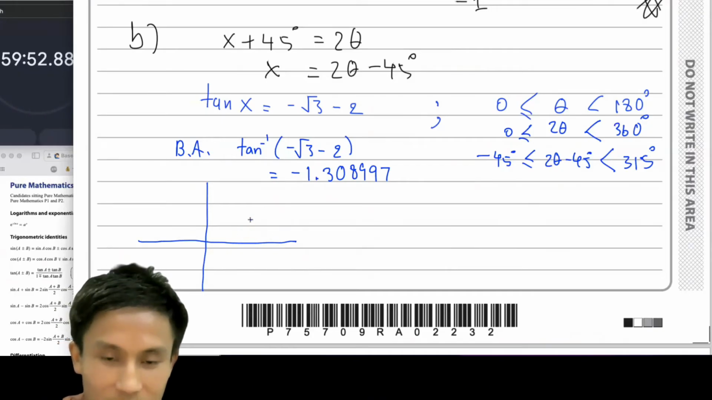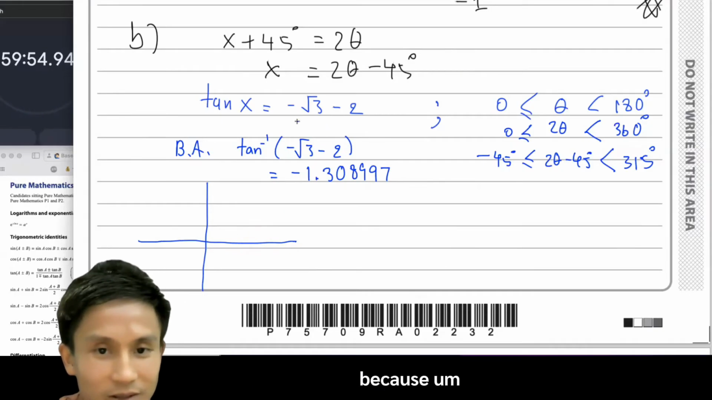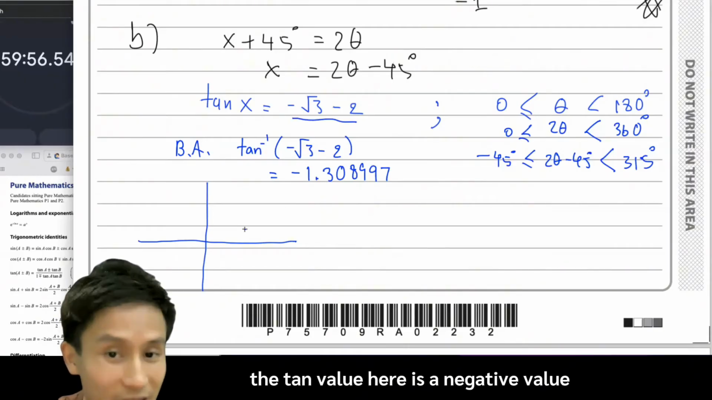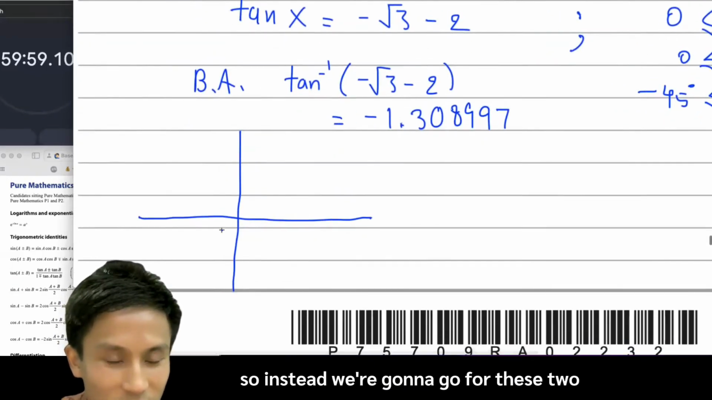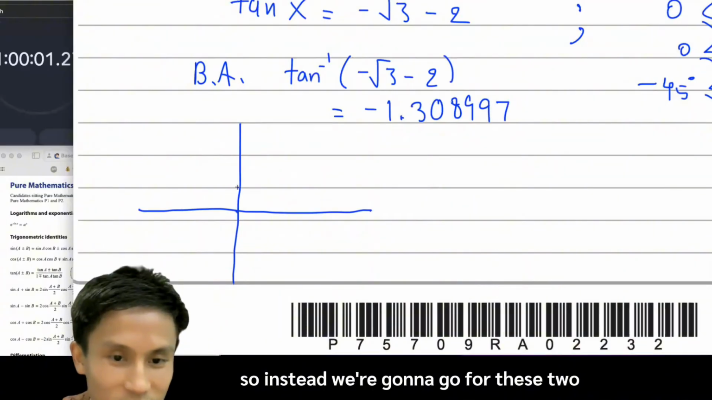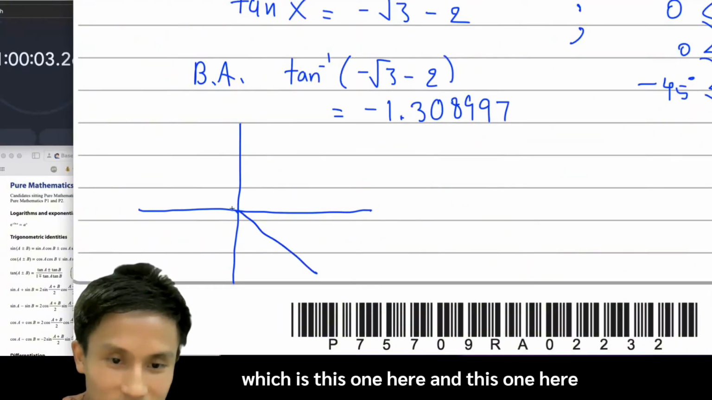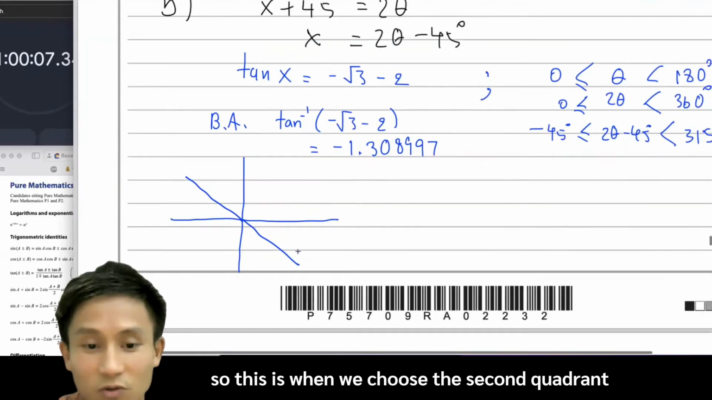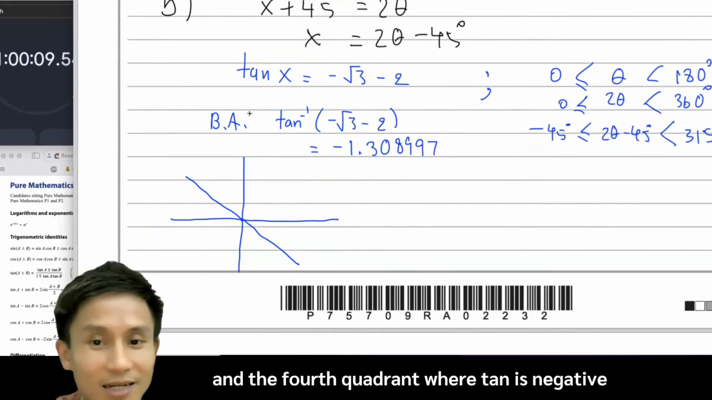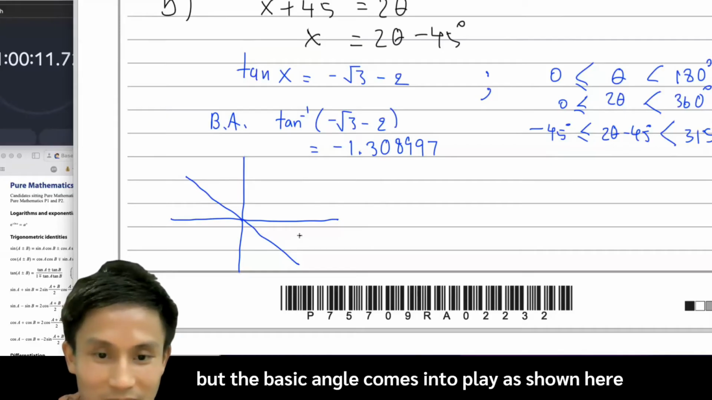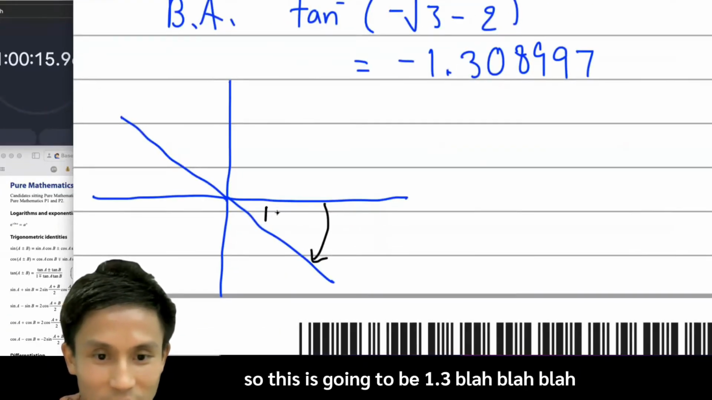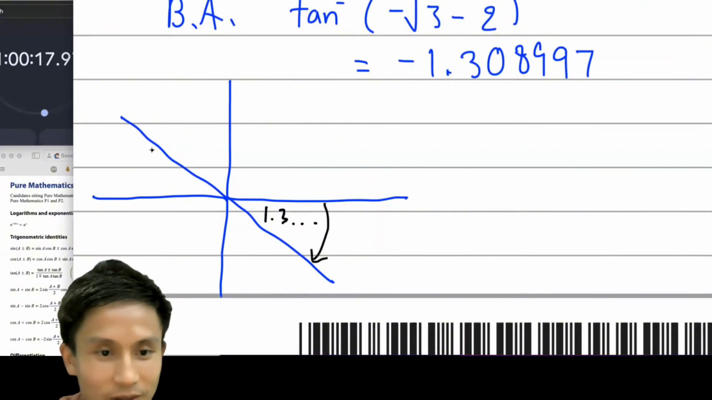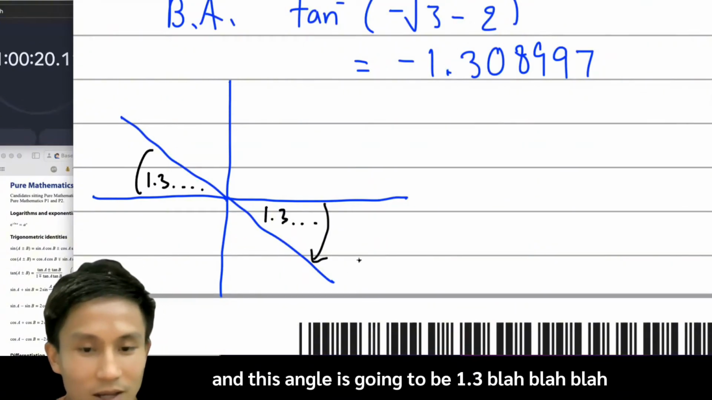Now, because the tan value here is a negative value, instead we're going to go for these two, which is this one here and this one here. So this is when we choose the second quadrant and the fourth quadrant where tan is negative. But the basic angle comes into play as shown here. So this is going to be 1.3 and so on, and this angle is going to be 1.3 and so on.